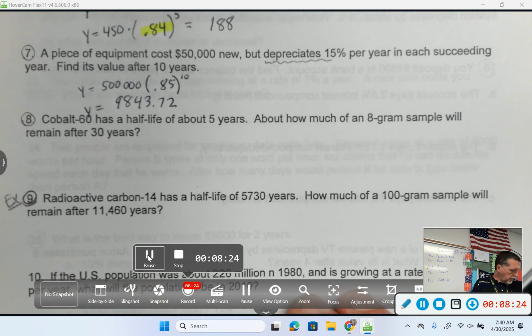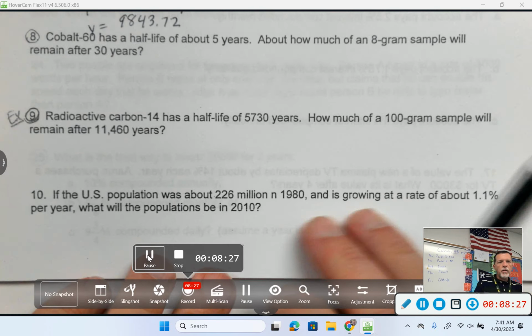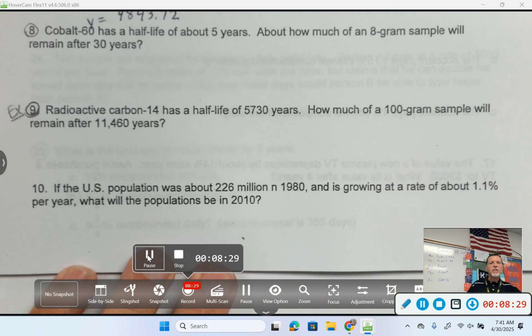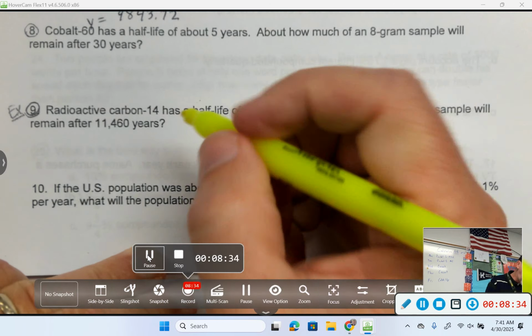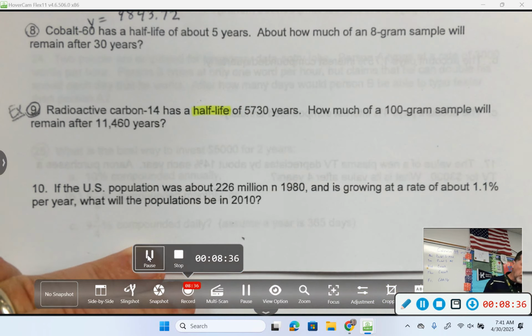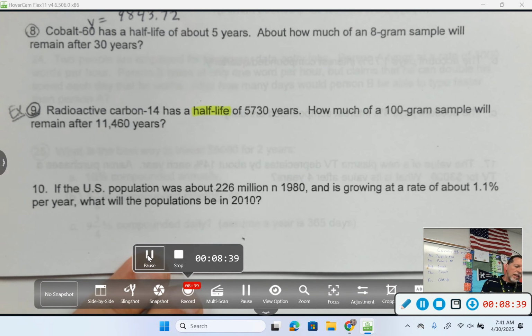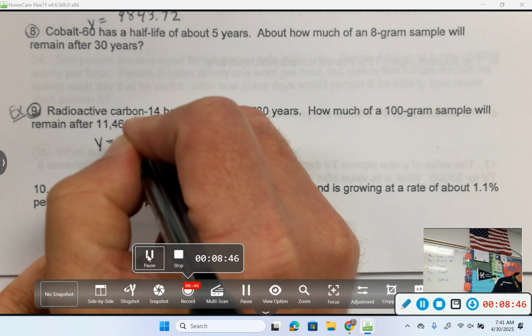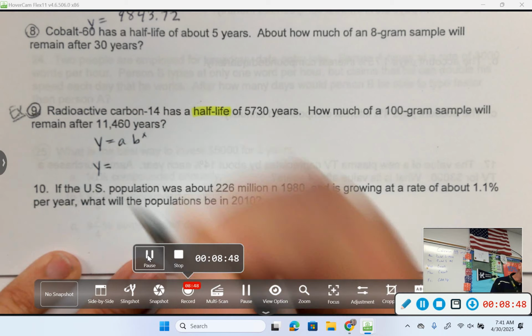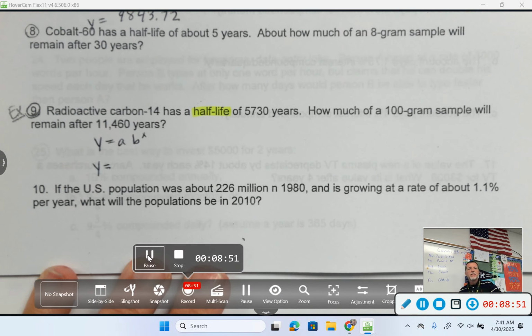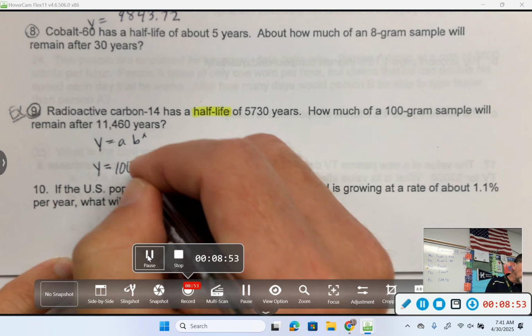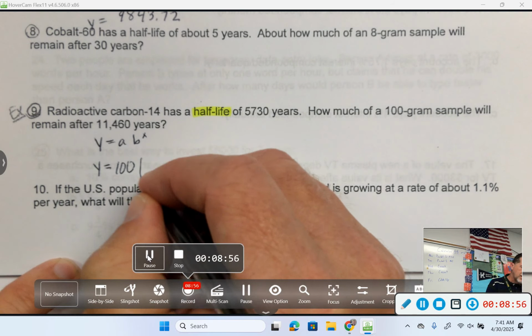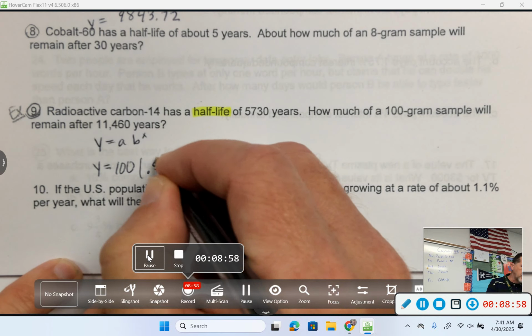All right, let's skip down to number 9. Radioactive carbon-14, so this will sound like chemistry here, has a half-life. Half sounds like a multiplier situation. How much of a 100-gram sample will remain after 11,460 years? Well, what's our starting amount? 100. What's our multiplier? 0.5. Yeah, 0.5 or 1/2, whatever you want to put in there, because that's the same thing.